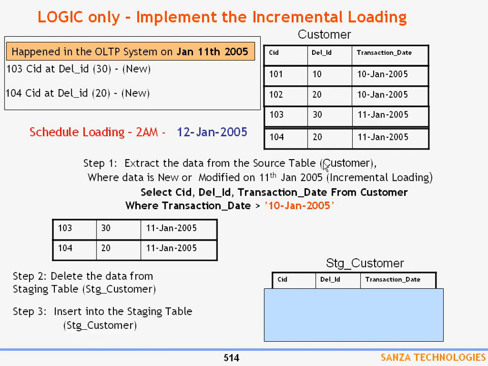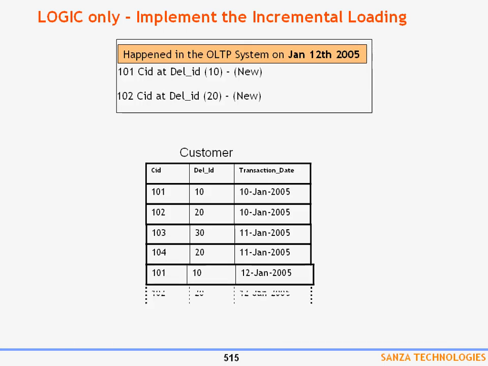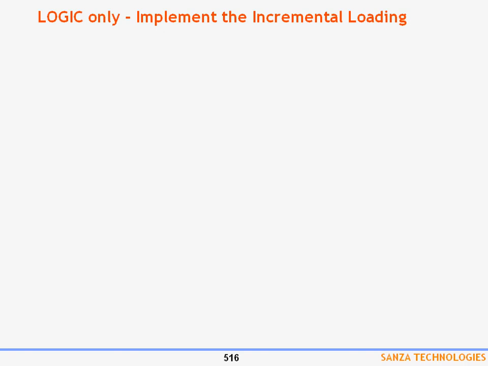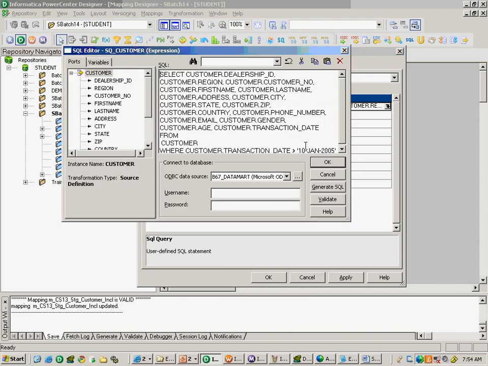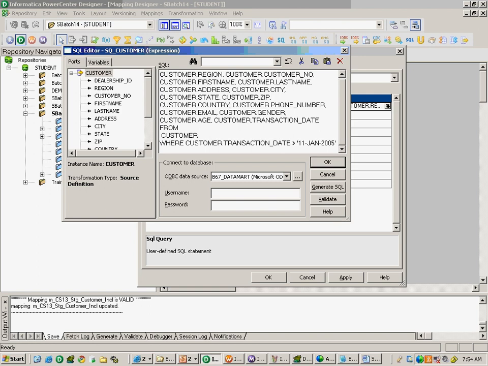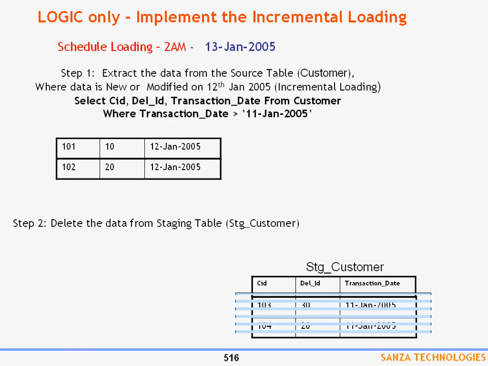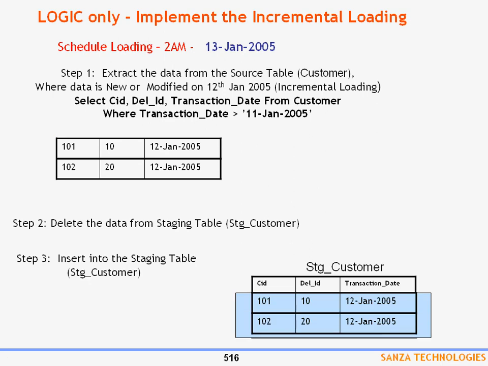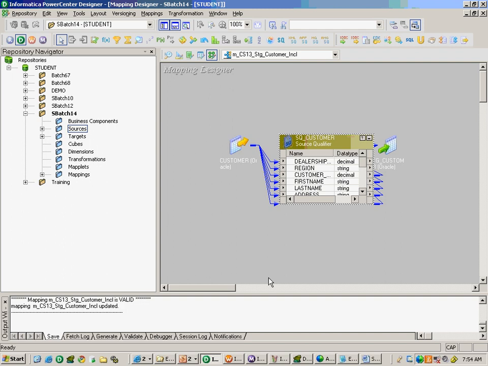Next day, in the source system, 12th January data has been inserted. How it will be inserted? By Java programs or front-end screens. Now, what you do? You need to extract the data which is greater than 10th January, that is your 11th January, greater than. So when you say 11th January greater than, then you load it. So every day, daily load, you go and change this transaction date. So every day that data will come and you load the data. Before you load, you delete the previous data in the staging table.